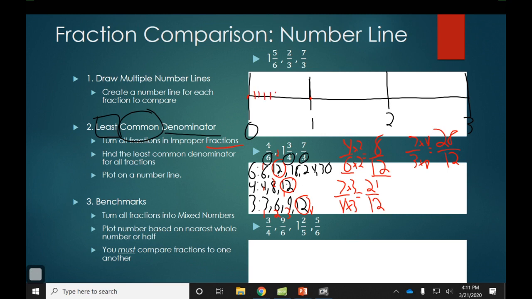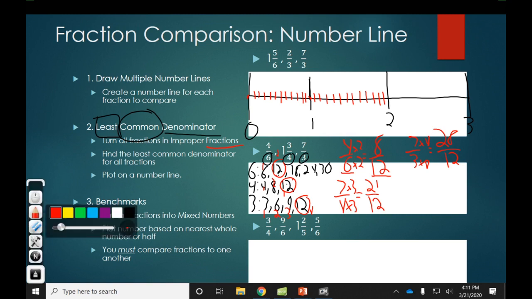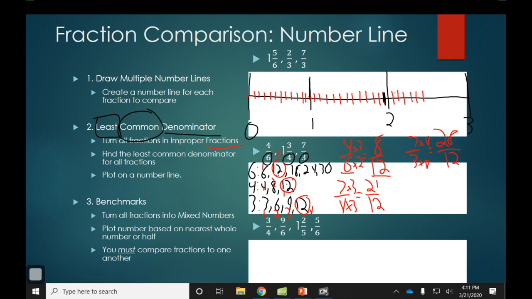1, 2, 3, 4, 5, 6, 7, 8, 9, 10, 11, 12. All right? Oh, get rid of that one. Ignore this. I'm going to color it black. We're going to ignore it. It's one too many. Okay. Do it one more time. 1, 2, 3, 4, 5, 6, 7, 8, 9, 10, 11.